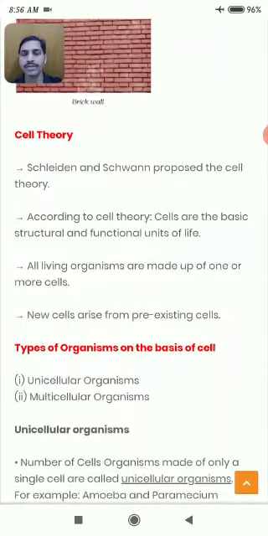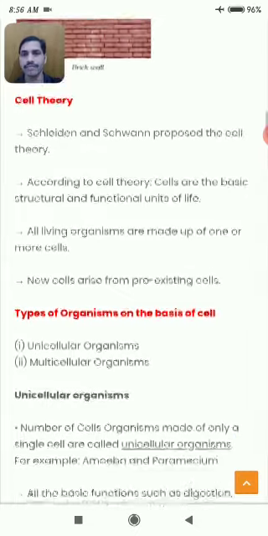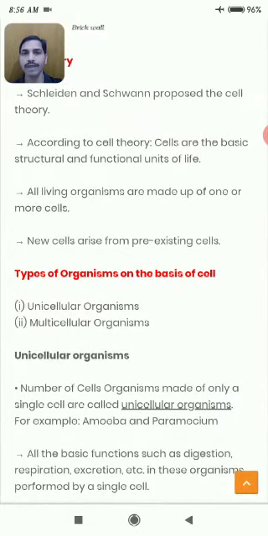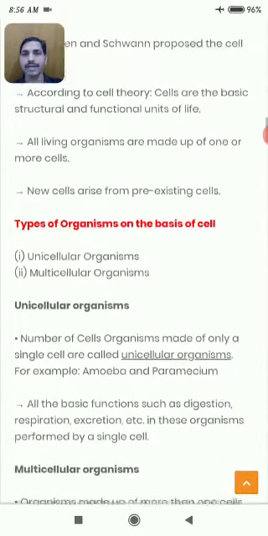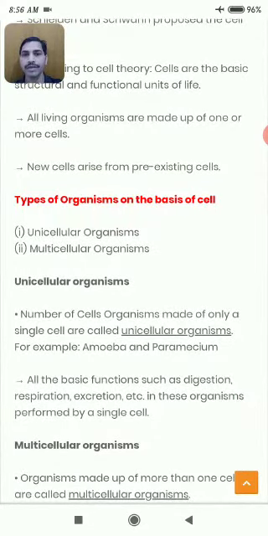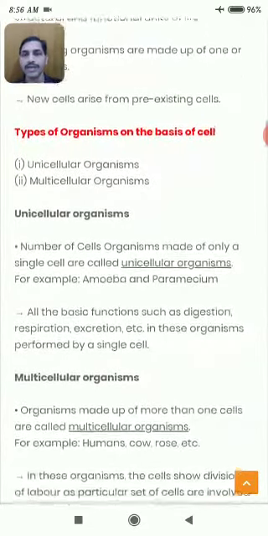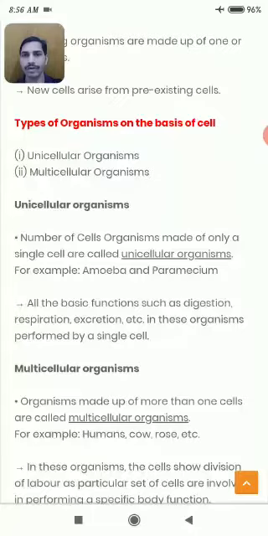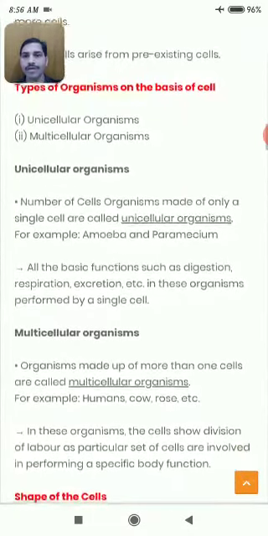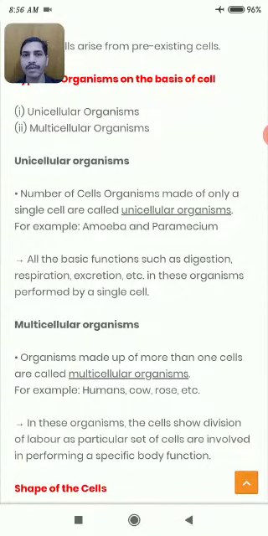There are some theories regarding the cell. Schleiden and Schwann proposed the cell theory. According to the cell theory, cells are the basic structural and functional unit of life. Types of organisms on the basis of cell: unicellular organisms and multicellular organisms. Unicellular organisms are those organisms which are made up of only a single cell.